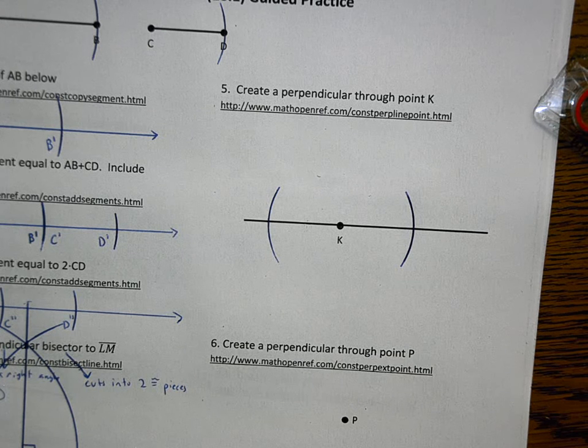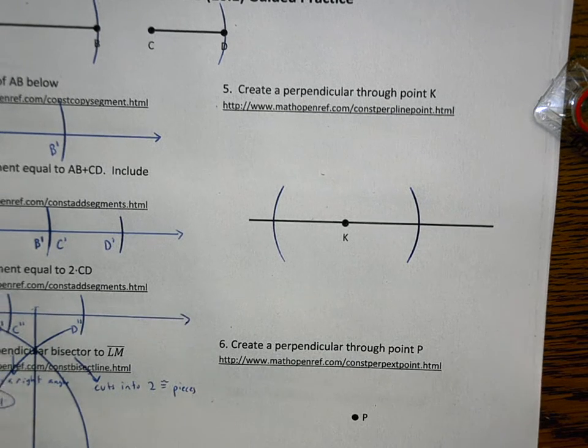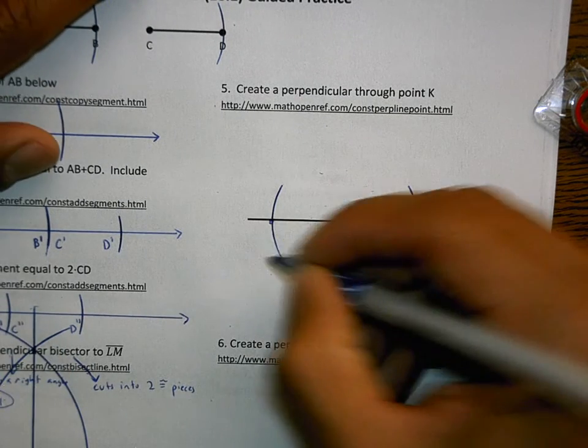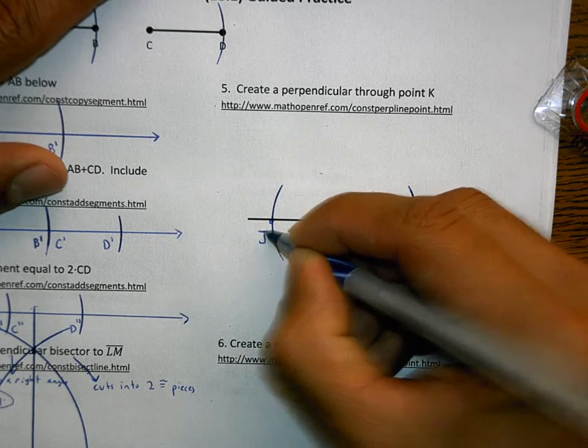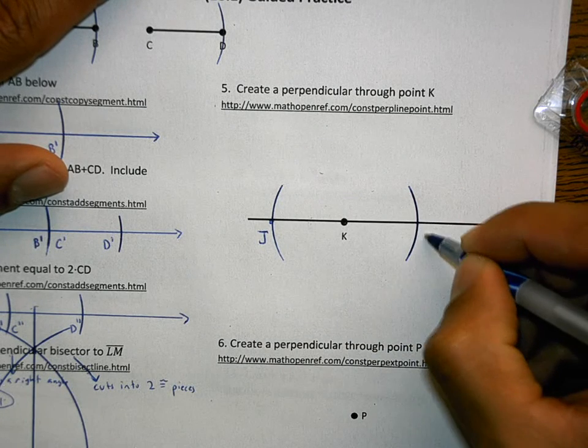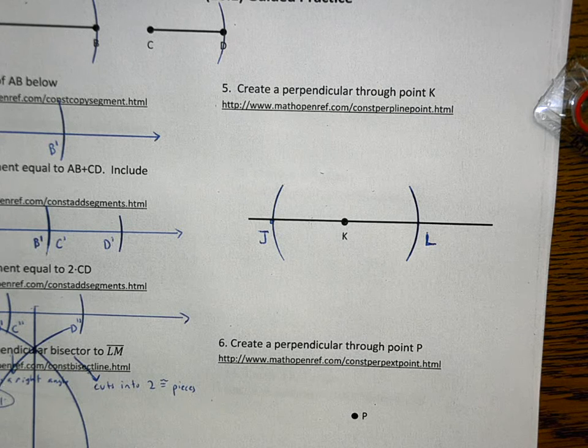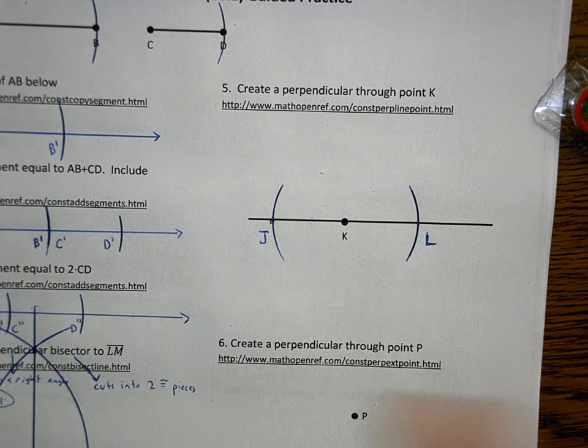What I have now are 2 points that are exactly the same distance apart from K, and I know where it intersects this line. Let's label these points. Let's label this point J. Let's label this point L. I now know that J is the same distance away from K as K is from L.